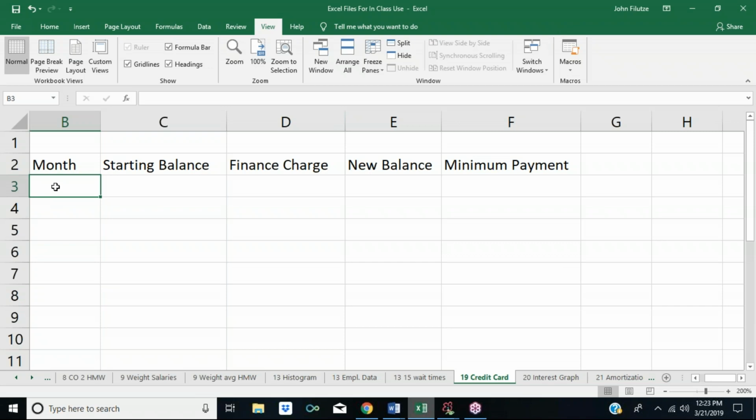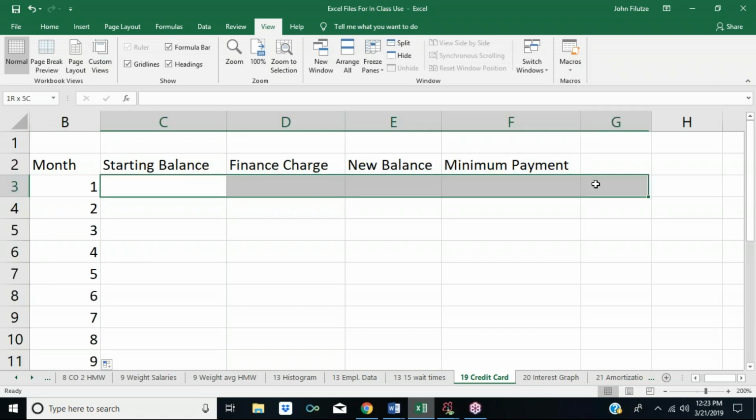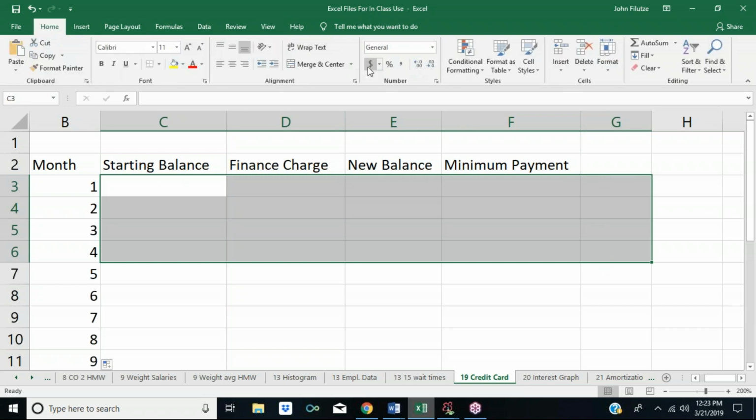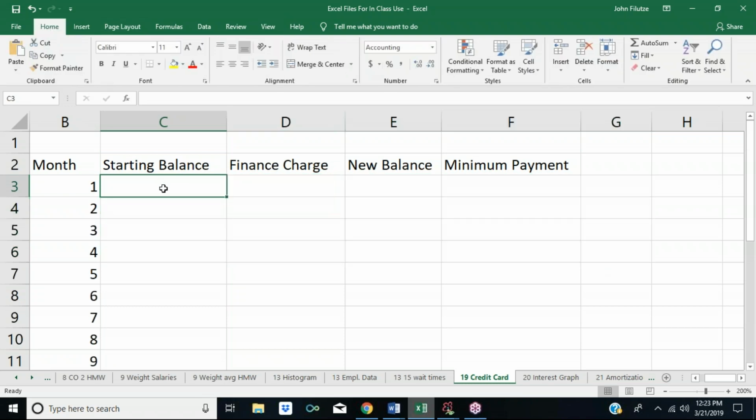All right. The way I do this is I do month one, and then I do a formula. So I do equals this one plus one, and then I can just get the little black cross down there and carry it down. You can carry that down as far as you want. We only need the first 4 months though. So the starting balance, the next thing I'm going to do is make all of these dollars. So we hit the dollar sign there. The starting balance was $3,000.